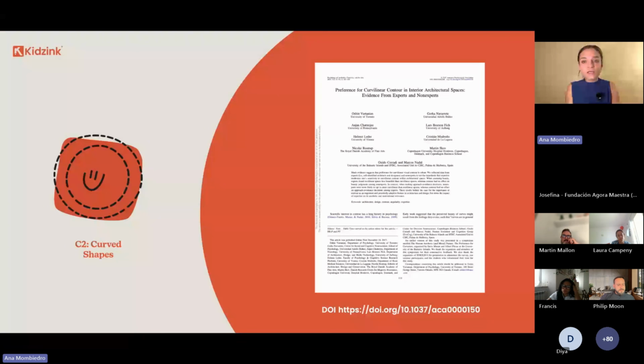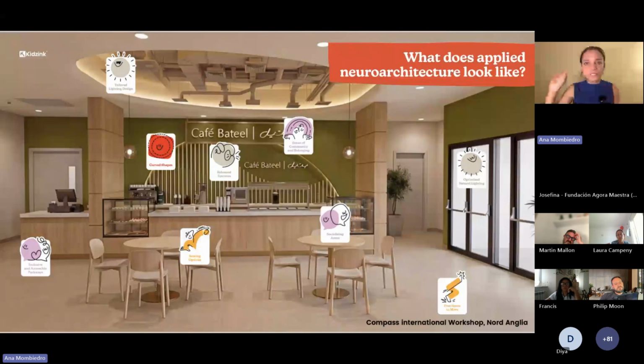Another quality factor, curved shapes. There is a lot of evidence, for example, this paper by Oshin Vartanian's team, in which they say that we've got a preference for curvilinear spaces. And we use this to create our designs as well. So we make sure that some curved areas and curved shapes appear in the space as well. Again, this is a canteen, so we apply scientific evidence in the classroom, but also in corridors, breakout spaces, playgrounds, everywhere in our projects.